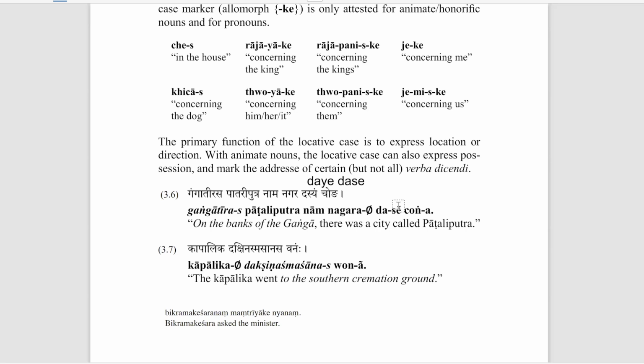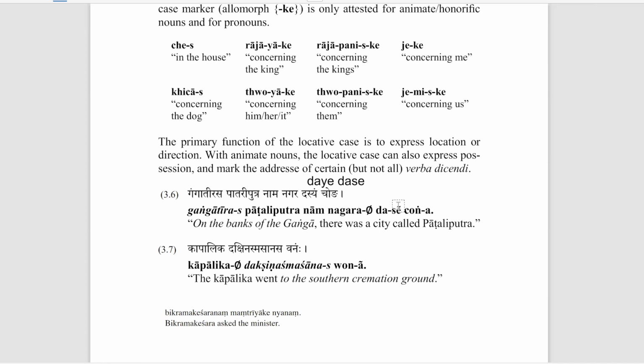Any other questions? Would you like to do the parsing? Sure. So we have Ganga Tira, we have a Tatpurusha compound, right? With the locative case. Yes. So on the banks of the Ganga. Yeah. We have Pataliputra Nama, Nagara. Yep. So Nagara in the nominative, a city. Okay, nominative. Called Pataliputra, the name Pataliputra.